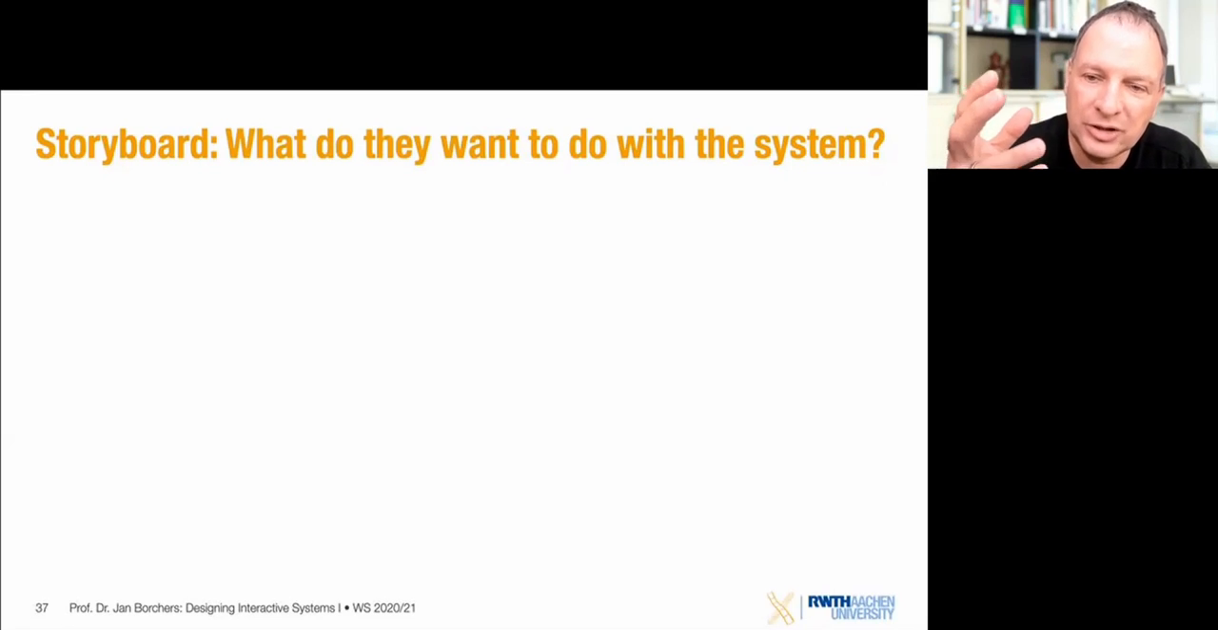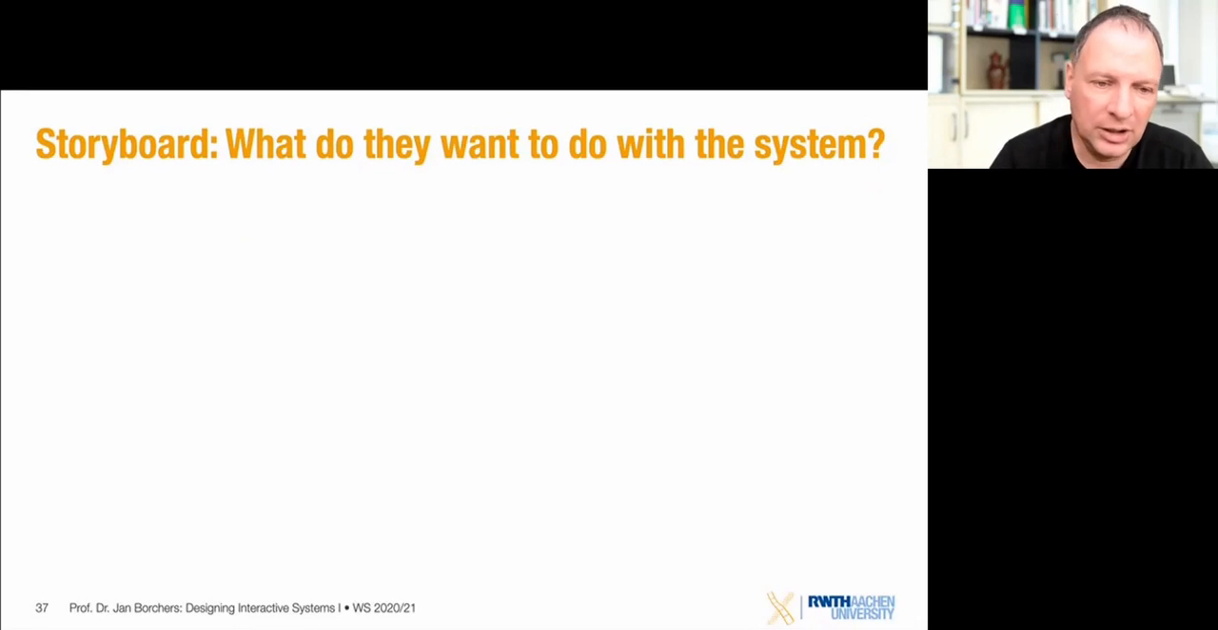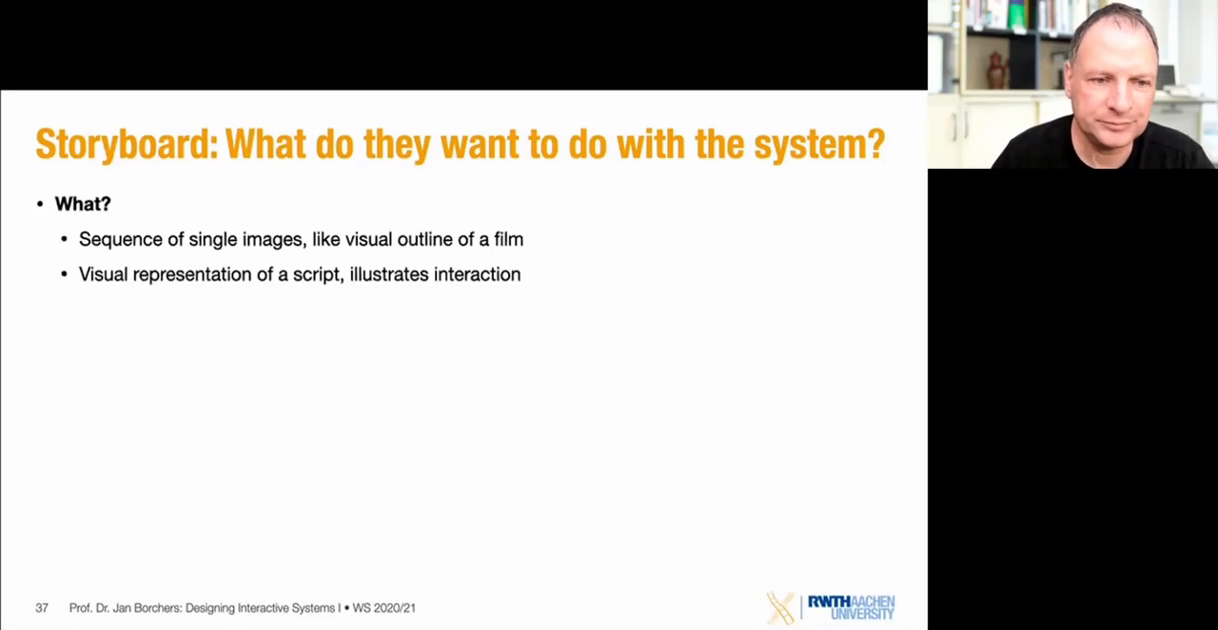And now, how do you implement that? Well, you don't implement it by starting to code. You don't implement it by writing. You can implement it by just drawing a storyboard. You know storyboards from comics. And storyboards are a great way to communicate what a user is doing with the system and what your idea of the interaction is. And you're going to draw the storyboard to show it to people and to get their feedback on it. So a storyboard is a sequence of images like a visual outline of a film.